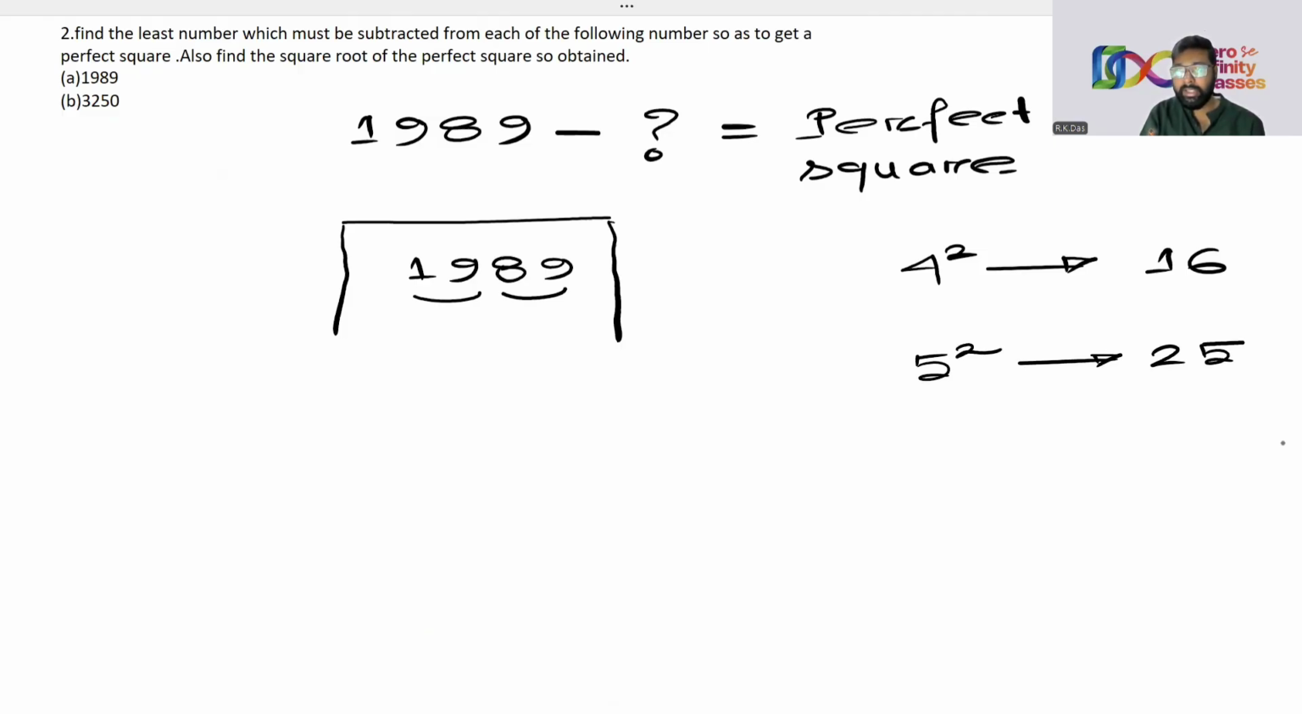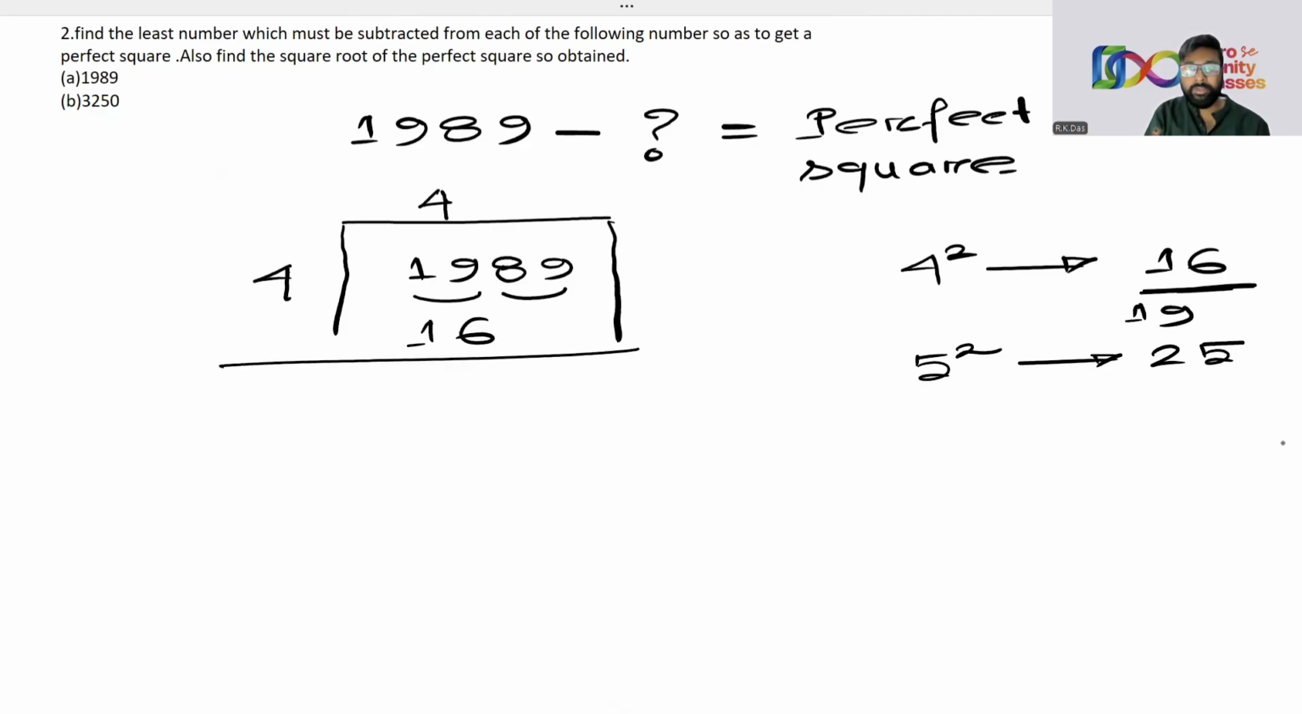25. And 19 lies between 16 and 25. So in that case, we will be taking 4 square, which is nothing but 16. Okay, so 4 4s are 16. This is 4, there is also 4. 4 4s are 16. So if you are subtracting 16 from 19, that will be nothing but 3.